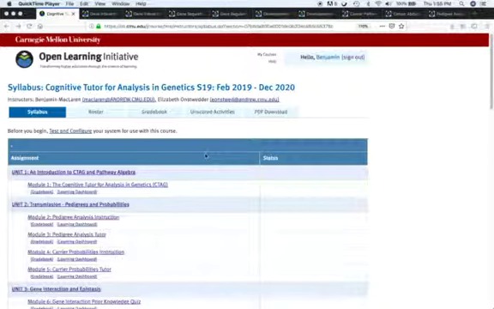I want to give you a brief introduction to the tutor that we have designed, which we call the Cognitive Tutor for Analysis in Genetics, or CTAG for short. First off, let me say briefly that I can't emphasize enough that genetics is far more than simply a subdiscipline of biology. Genetics is the logical foundation of all of the biological sciences. It's also central to understanding health in the 21st century, as well as many other economically important fields.